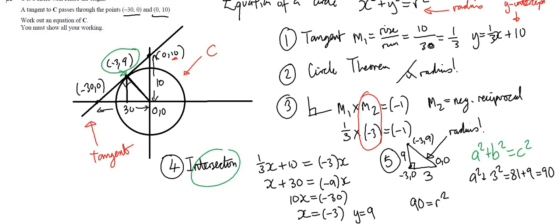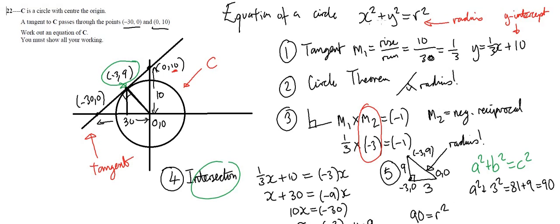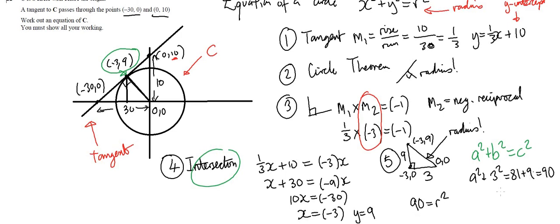Well, that's what we want. Remember, the equation of the circle is x squared plus y squared equals radius squared. So our final answer, the equation of the circle is x squared plus y squared equals 90. Okay, so remember, this is r squared from our Pythagoras, x squared plus y squared because the centre is at the origin. Hope that makes sense.